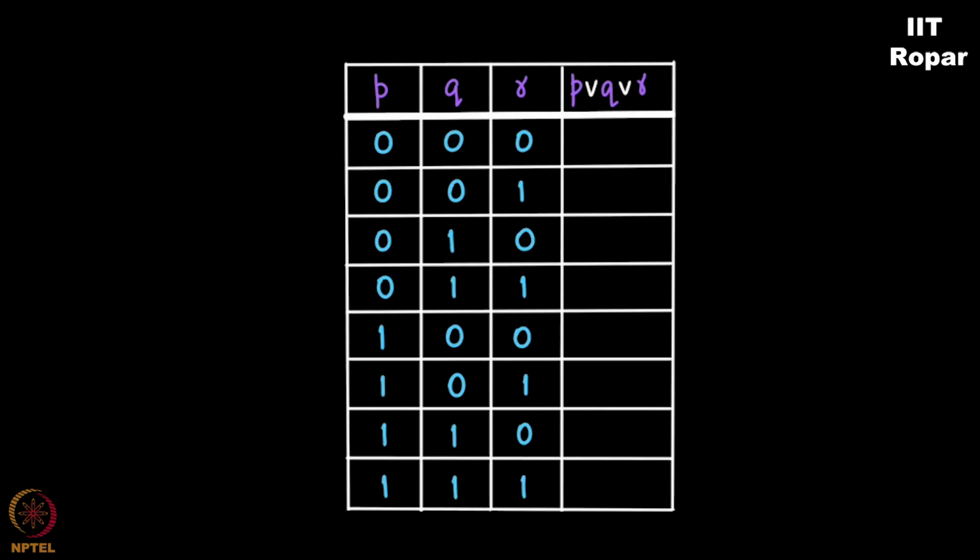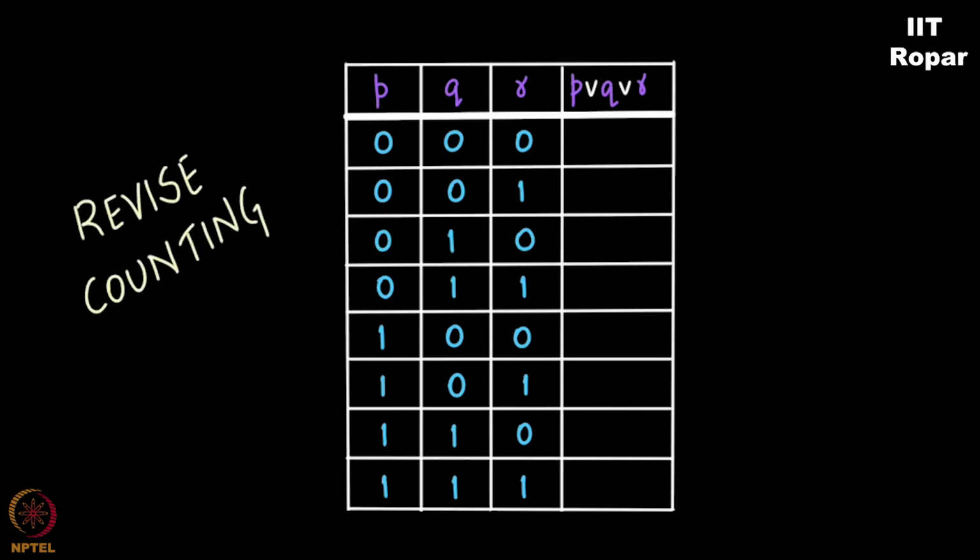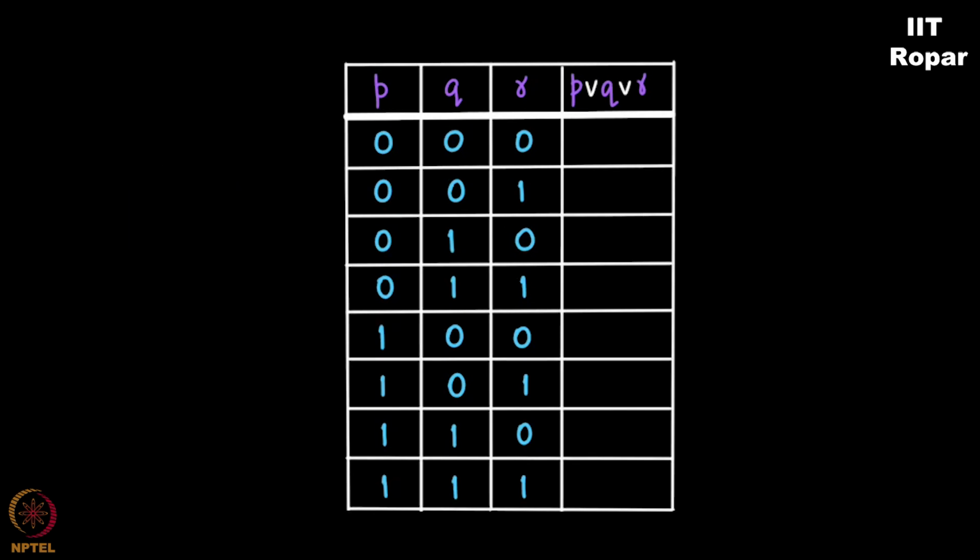Why is that? If you don't know the answer for this, you probably should revise back your counting chapter, right? It's a very obvious reason here. How many possible 3-digit binary numbers can you think of? 8. 2 to the 3, right? That's why you have 8 entries.